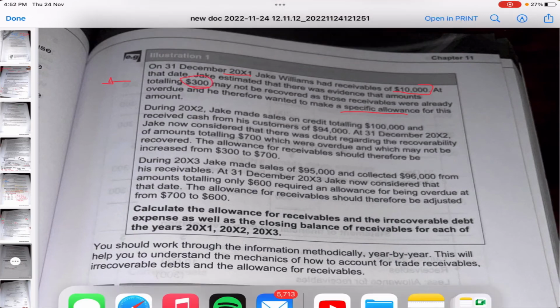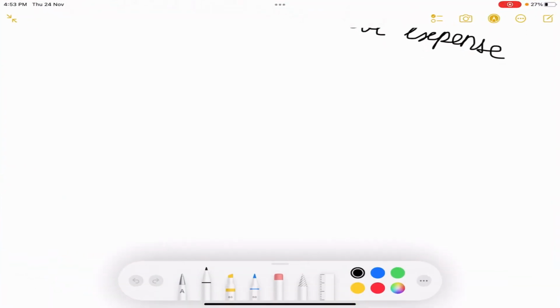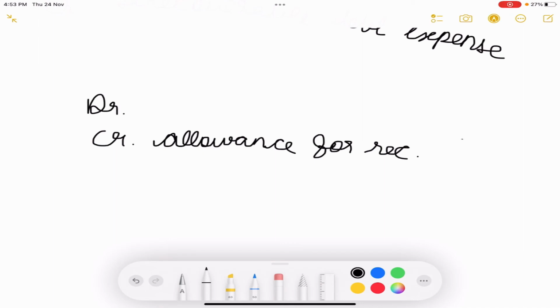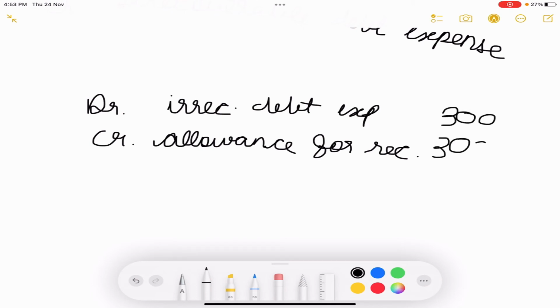So what is the journal entry of creating the allowance? We know that allowances are a liability. So credit allowance for receivables, or allowance for irrecoverable debt expense. Right. And okay. So you can also write it as allowance for receivables, and debit is the bad debts. Debit irrecoverable debt expense. How much? He wanted to create an allowance of 300. So this will be my journal entry.